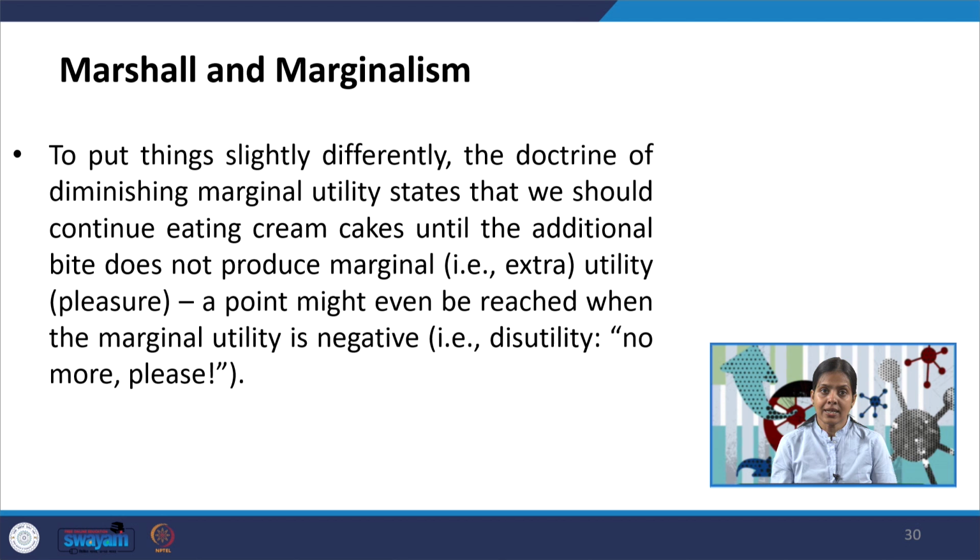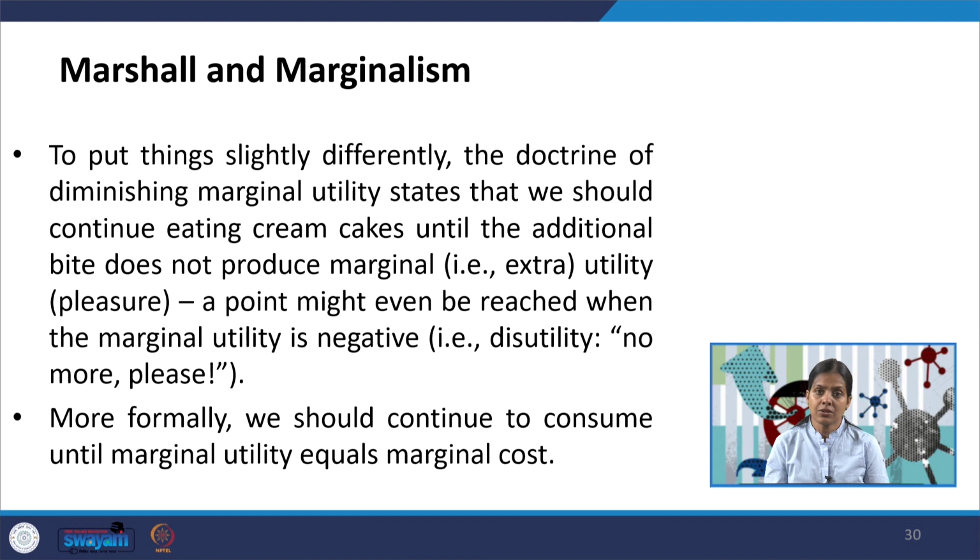To put things slightly differently, the doctrine of diminishing marginal utility states that we should continue eating cream cakes until the additional bite does not produce marginal, that is extra, utility or pleasure. A point might even be reached when the marginal utility is negative, that is disutility, no more please. More formally, we should continue to consume until marginal utility equals marginal cost.